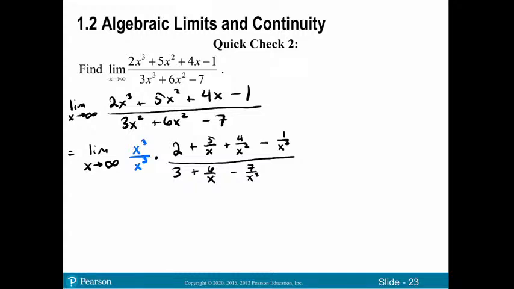So now, if we take the limit as x tends to infinity, long story short, this tends to 1, this tends to 0, this tends to 0, this tends to 0, this tends to 0, and this tends to 0, right? And that leaves us with, looks like just 2/3.